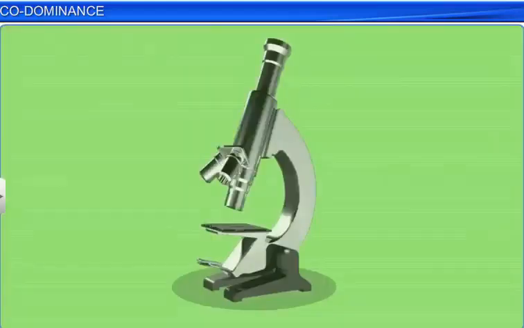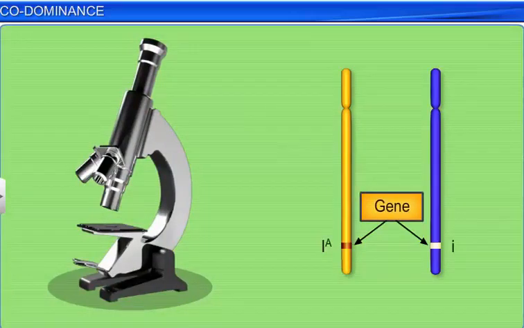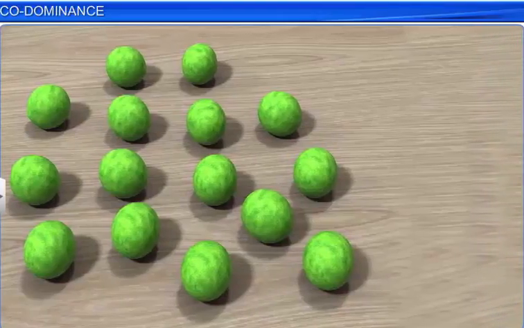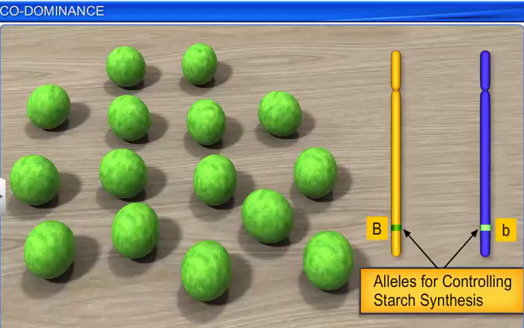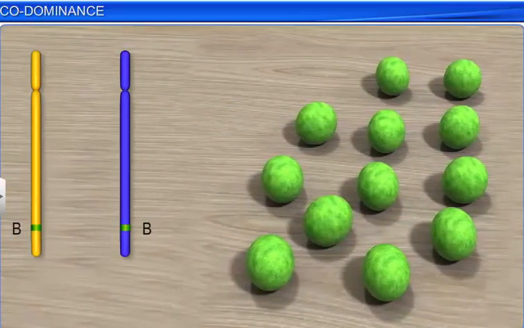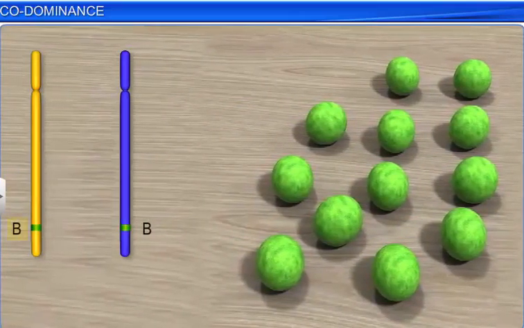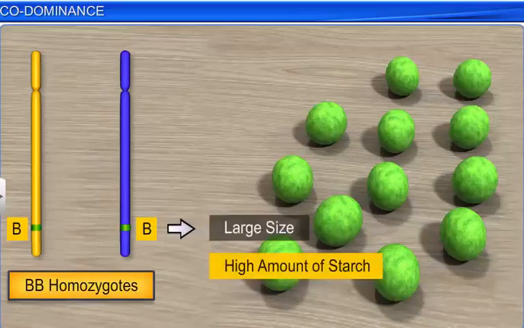Now, let us study an experiment that shows how a single gene may sometimes produce more than one effect. Pea seeds have a single gene with 2 alleles, B and small b, that control starch synthesis in them. In the experiment conducted, effective starch synthesis was seen in B homozygotes, and the seeds produced were large or had a large amount of starch in them.